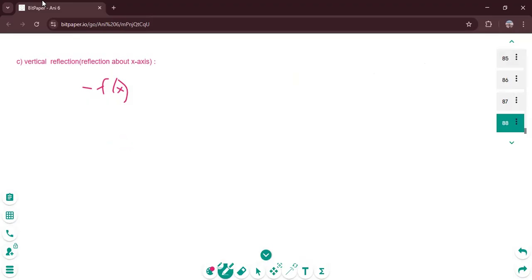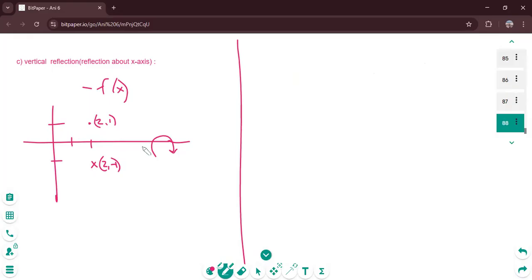Now, let's take an example. Let's say we've got a point 2 comma 1. Okay, this is the point 2 comma 1. Let's say you're reflected about the x-axis. Wouldn't that point now become 2 comma negative 1? So essentially, reflecting it about the x-axis simply results in the y coordinate changing sign. Okay? And it is given by the rule negative f of x.